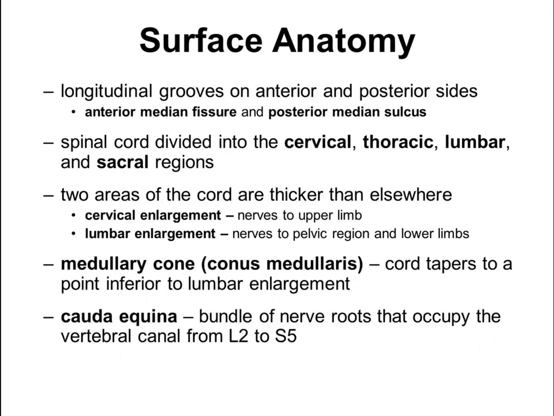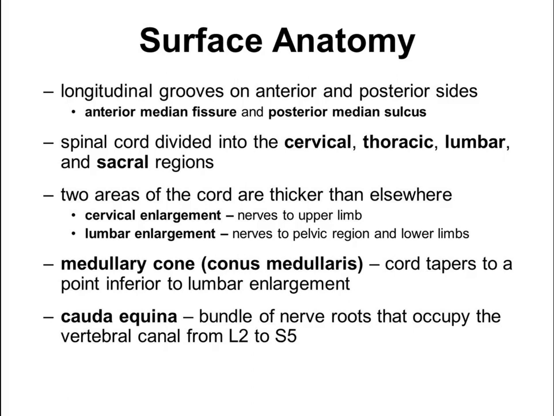There are longitudinal grooves on the anterior and posterior sides, and these are the anterior median fissure and the posterior median sulcus. Your spinal cord can be divided into different regions. They are the cervical, thoracic, lumbar, and sacral. And as you know, those coordinate with the different sections of your vertebral column, your bones, right?